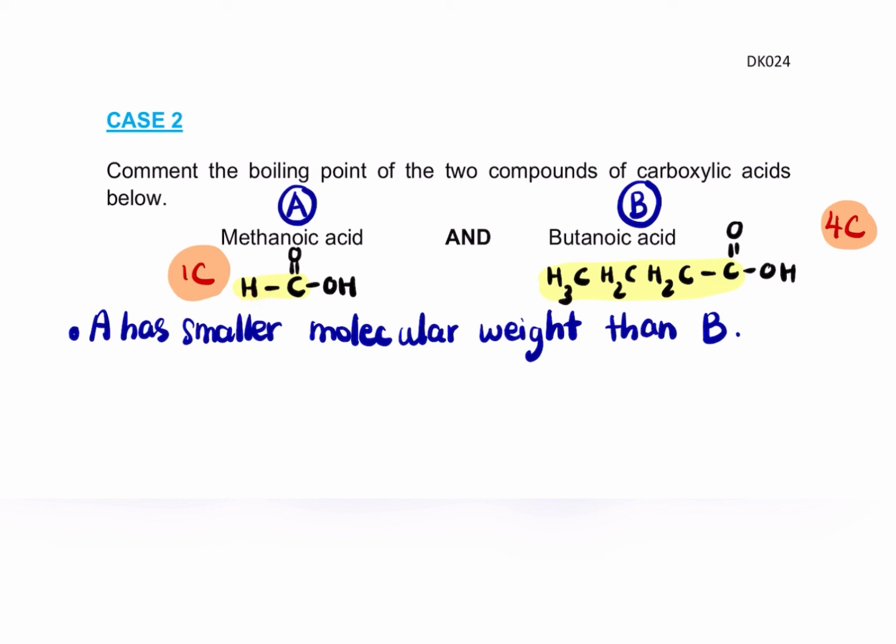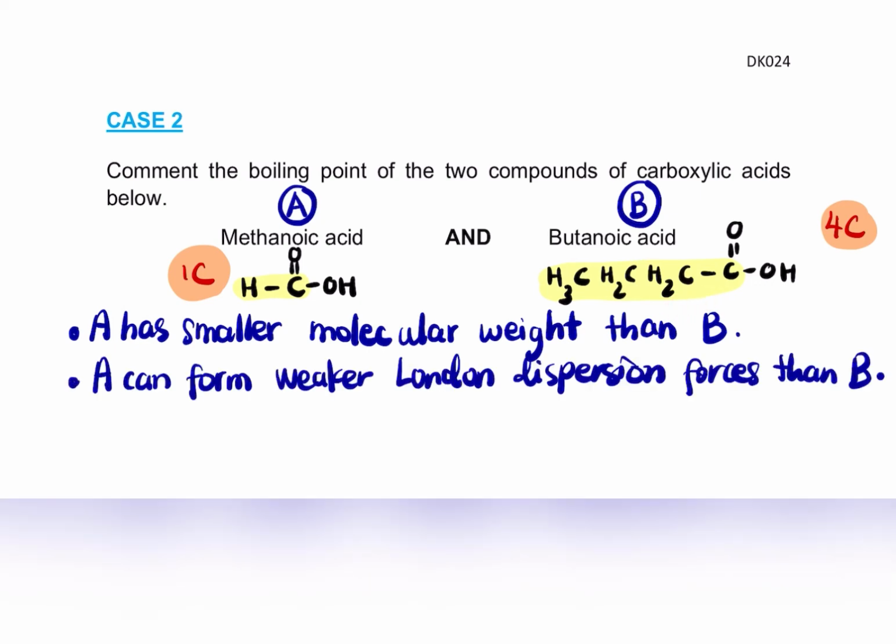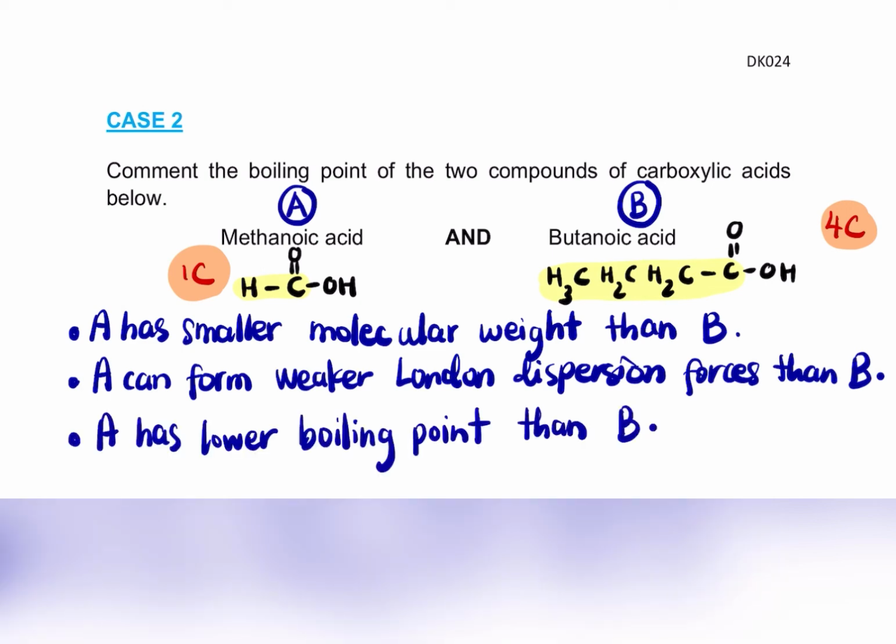From that, I use A as my subject, so A can form weaker London dispersion forces than B. That will be your second point. And the last point, you can conclude that A has lower boiling point than B. So this is how you want to compare the boiling point between two carboxylic acids based on case 2.